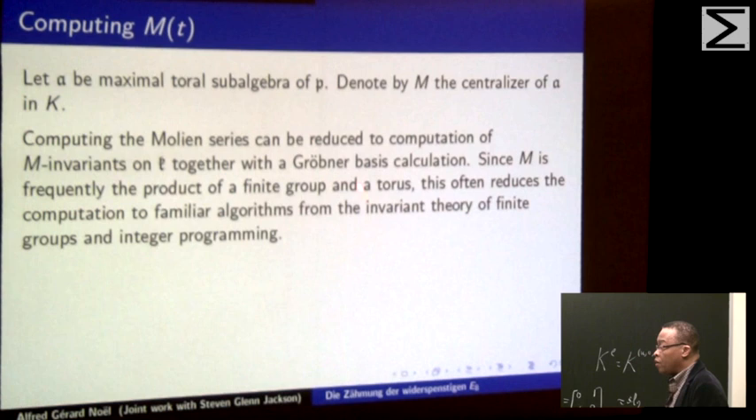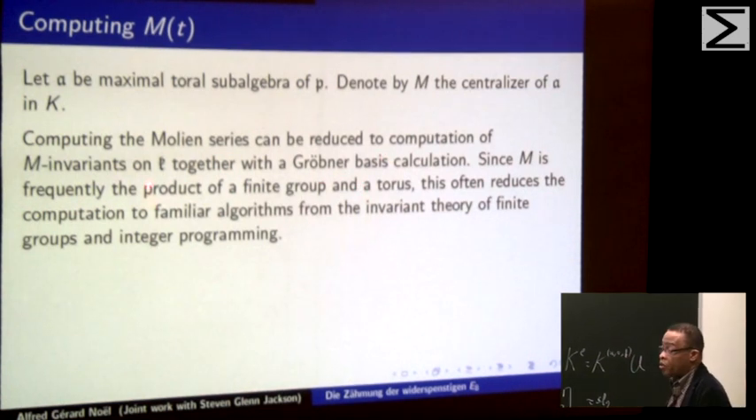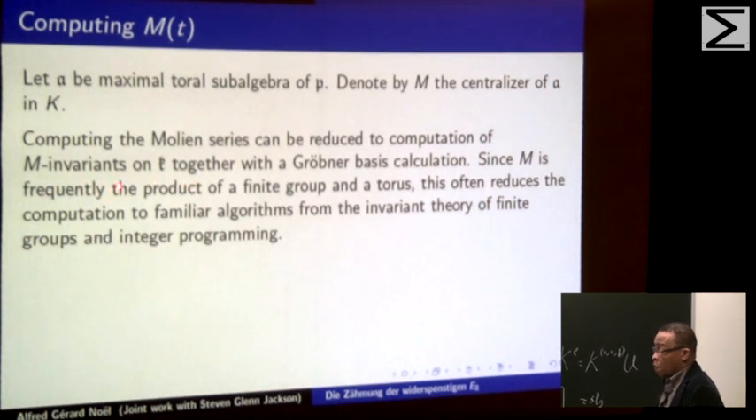So computing the Molien series can be reduced. This is where computers start, and I want to tell you a little bit about that. What you want to do to compute this Molien series is basically compute M invariants on K and some of the Benes correlation. But the reason why this turned out to be good for us is that M is usually a product of finite groups, and the tori, of course, and Z2 groups and stuff like that.